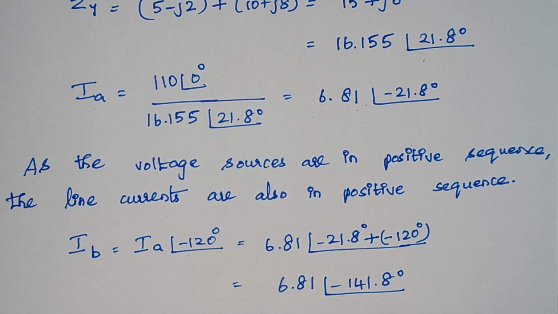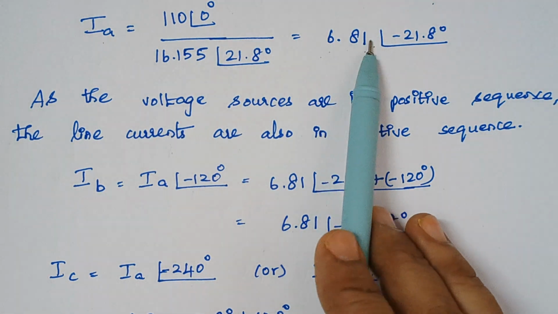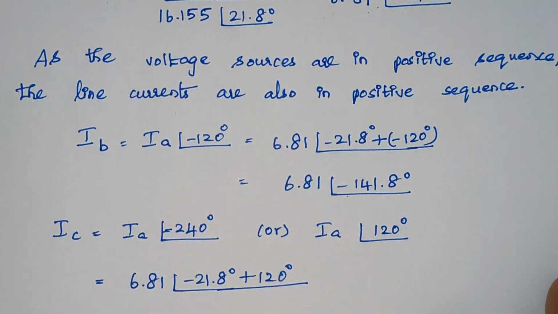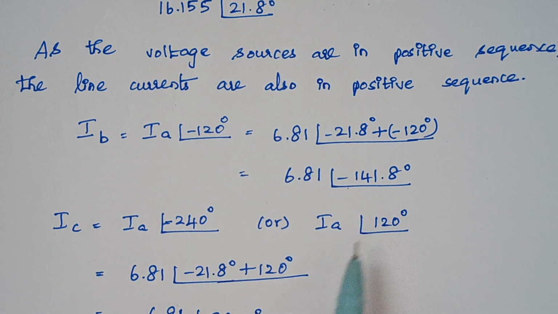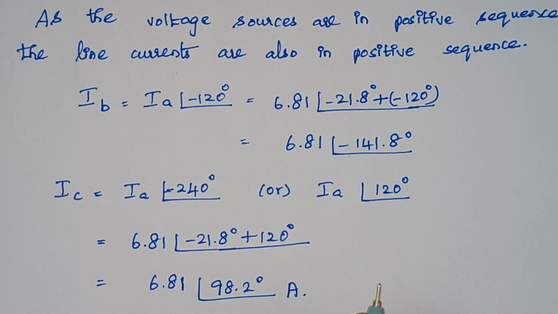This is your IB. Similarly, to find IC, you can write it as IA displaced from IA by minus 240 degrees. So IA with minus 240. In other words, we can write it as IA with an angle of plus 120. Both are the same. Again, what is the value of IA? It is 6.81 with an angle of minus 21.8. So write it, and here it is plus 120 degrees. So plus 120 finally gives an answer of 6.81 with an angle of 98.2 degrees amps. So finally we have found the values of line currents IA, IB and IC.